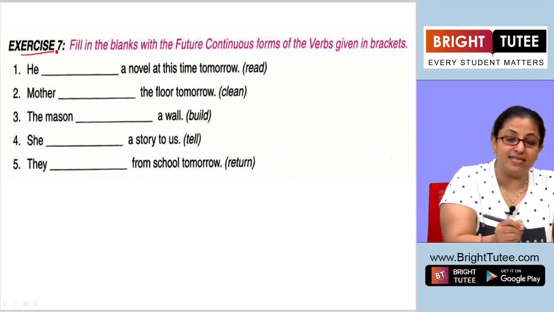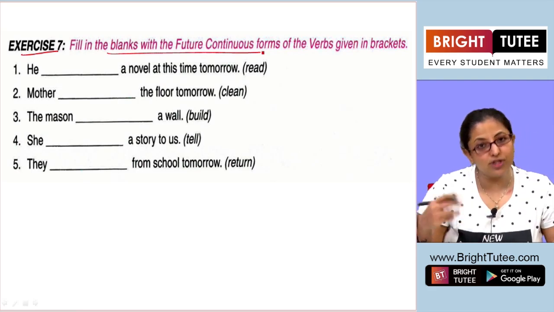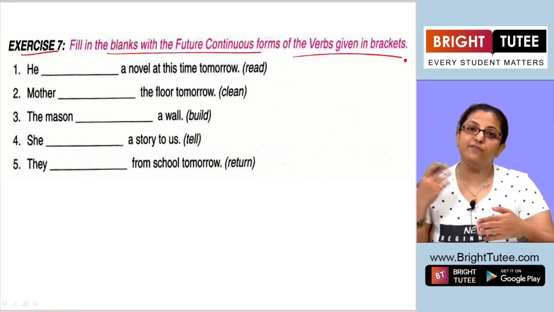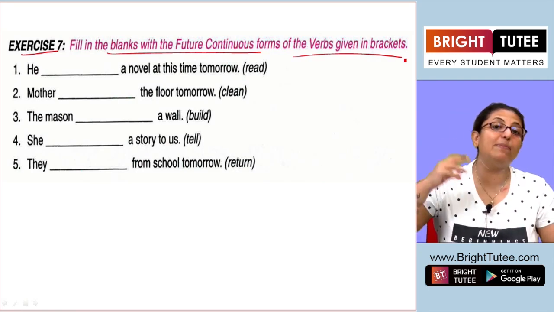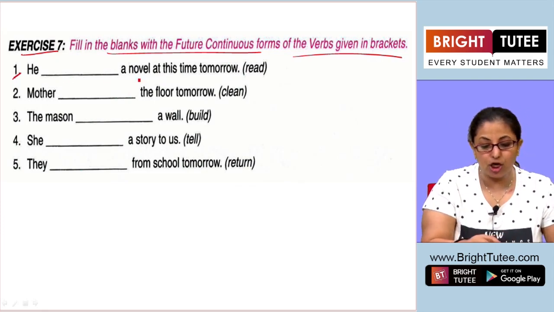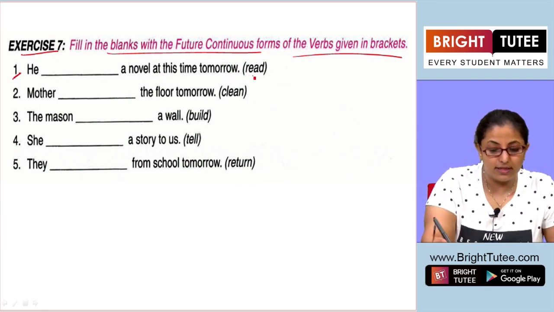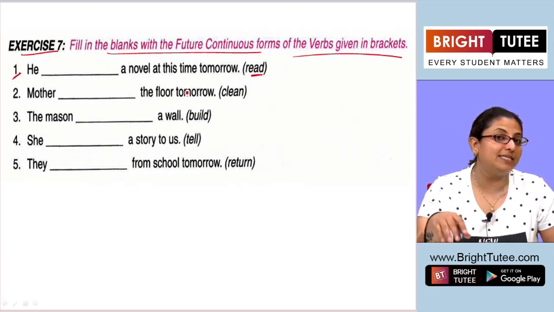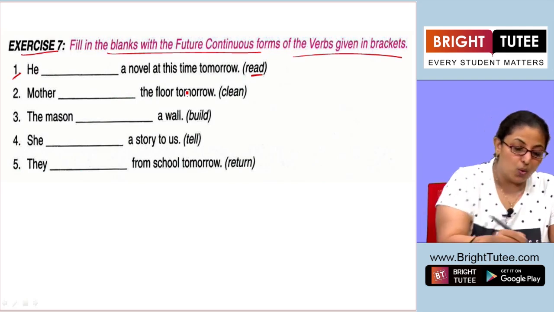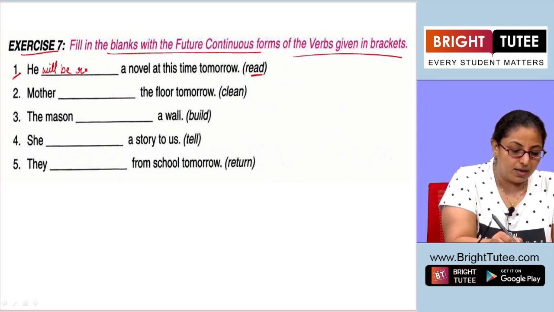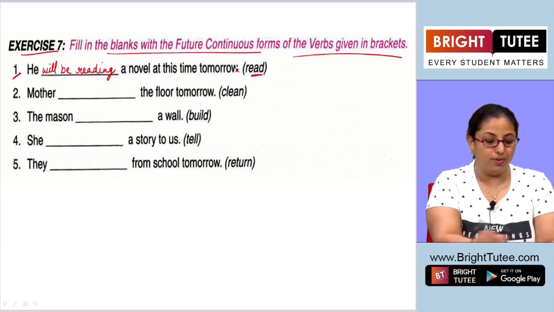Coming to exercise number 7. Fill in the blanks with the future continuous forms of verbs given in the brackets. Now we have to change it into future continuous, the action which will be happening in future. So the first one is he dash a novel at this time tomorrow. The verb is read. He will be reading a novel at this time tomorrow.